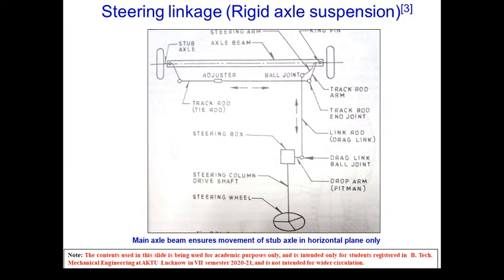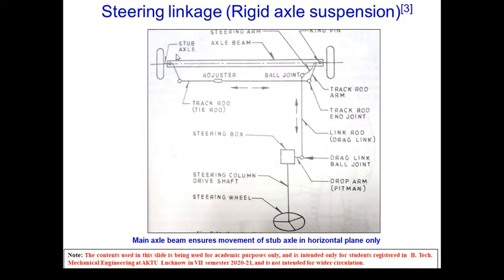Okay, so we can see here the drop arm, which is also called the pitman arm, is rigidly connected to the cross shaft of the steering gear at its upper end, while its lower end is connected to the link rod through a ball joint. To the other end of the link rod is connected the link rod arm. We can see here in this figure a ball joint, which is connected to the other end.